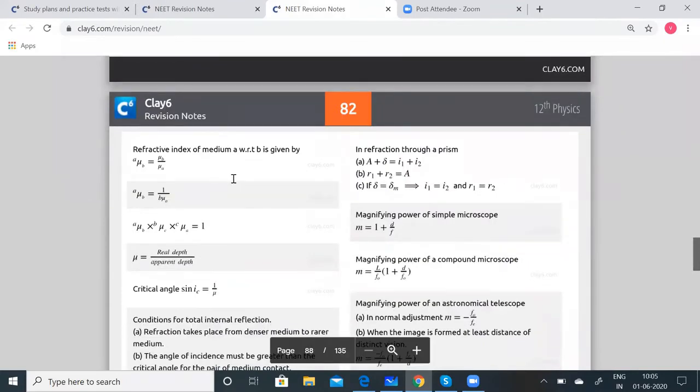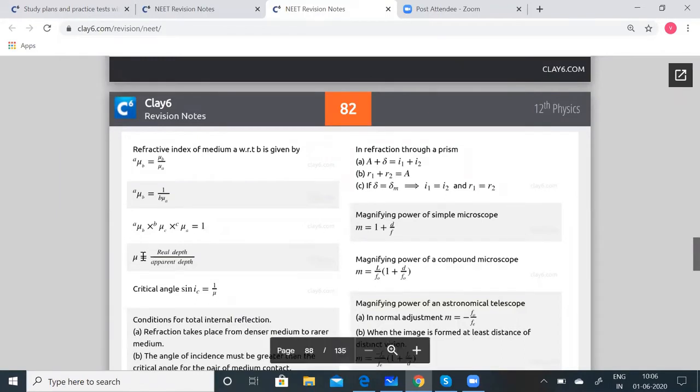The refractive index of a medium A with respect to B is given by A mu B, which is equal to mu B by mu A. And B mu A is equal to the reciprocal of this, that is 1 by A mu B, or mu A by mu B. So when you multiply these, you get 1. If it is going through more than 2 media, then when it comes back to the same medium, the refractive index is going to be 1. The emergent ray will have a refractive index of 1.